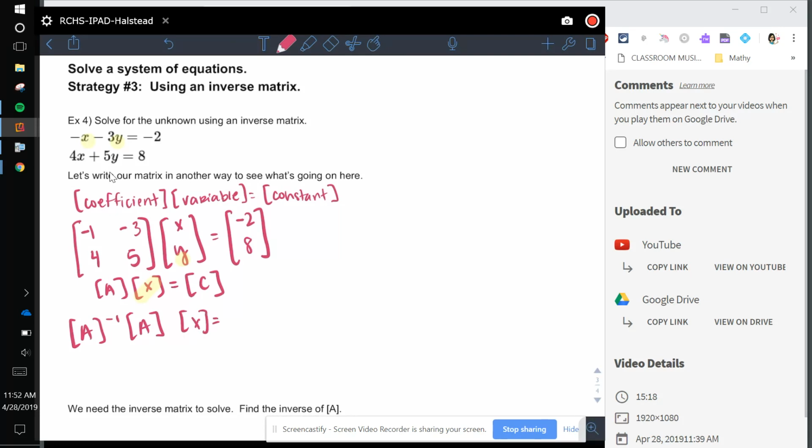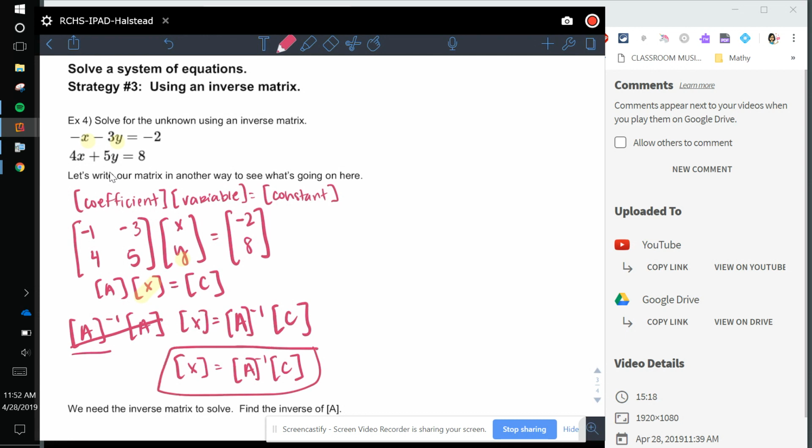Since I chose to multiply the A inverse on the left-hand side of my matrix, I'm going to have to make sure I do the same to C. Okay, so the order does matter here. My A's cancel, giving me matrix X is equal to A inverse times C. This is how I basically get our X and Y by itself.